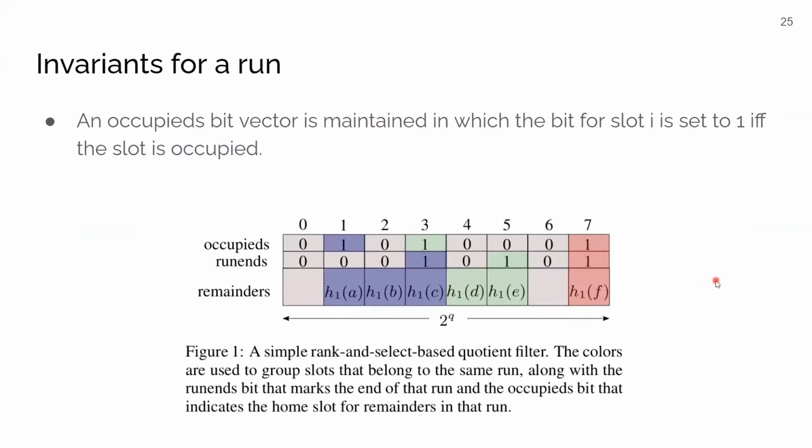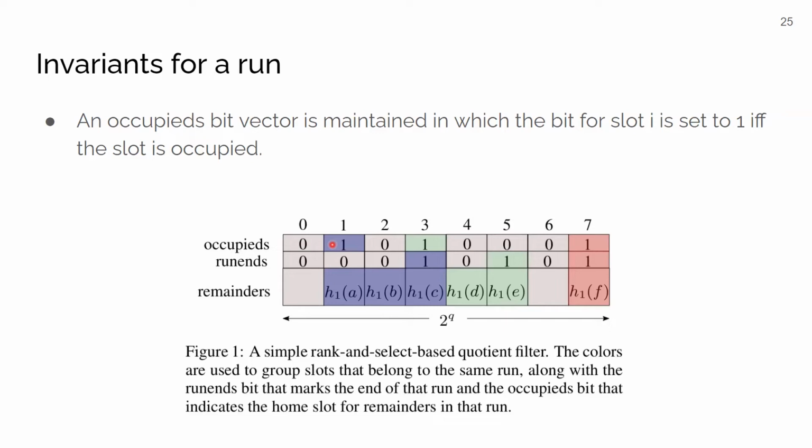Now there are three invariants for a run. Let's look at them one by one. The first invariant says an occupieds bit vector is maintained in which the bit for slot i is set to 1 if and only if the slot is occupied. As we can see in the figure, we have a simple rank and select based quotient filter. The colors are used to group the slots that belong to the same run. So we have a purple run, a green run, and a red run, along with the runends bit masks at the end of the run and occupieds bits that indicate the home slot for remainders in that run.